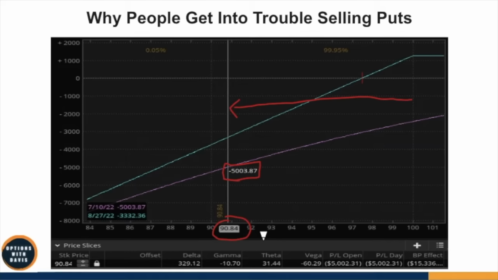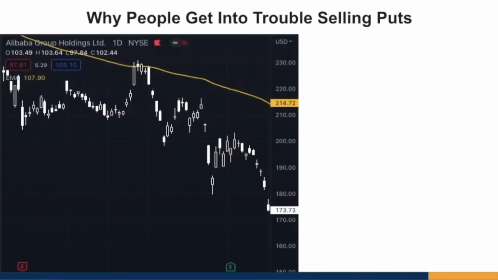So this is the problem that a lot of people have when they start selling puts, because they over leverage themselves. All they see is the amount of money that they make. They do not see the risk that they have when they sell all these put options, and this is something that you do not want to get yourself into. So this is actually what happened to a friend of mine.